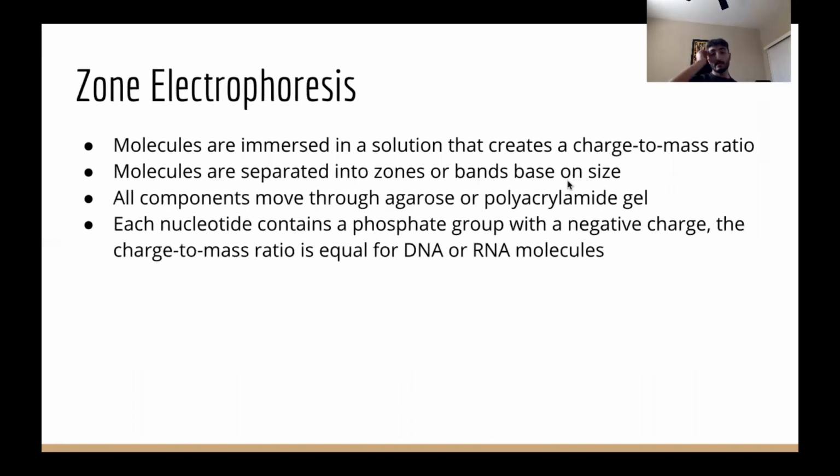Next, we have zone electrophoresis, and this is when the molecules are immersed in a solution that creates a charge to mass ratio. Molecules are separated into zones or bands based on size. All components move through an agarose or polyacrylamide gel. Each nucleotide contains a phosphate group with a negative charge, and the charge to mass ratio is equal for DNA or RNA molecules.